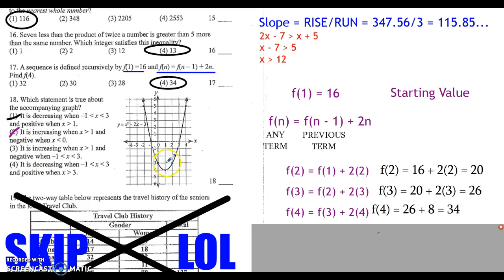It's increasing when x is greater than 1. We've already established that. When x is greater than 1, it's increasing. And it's negative when x is in between -1 and 3. So from -1 to 3, all of those are negative. So that's our answer. Let's just check number 4. It's decreasing when x is in between -1 and 3. So from here to here, it's not just decreasing. It's also increasing. So that's not it either. Choice number 3 is your answer.